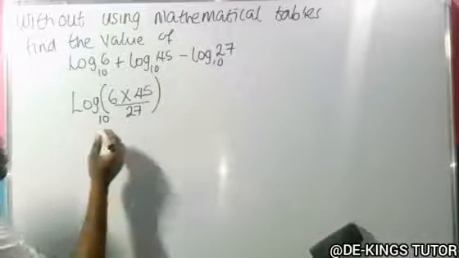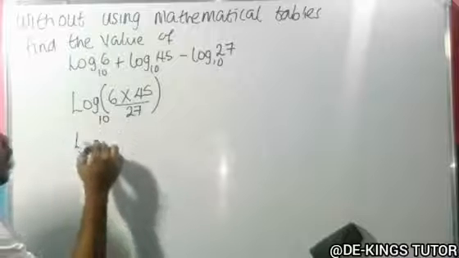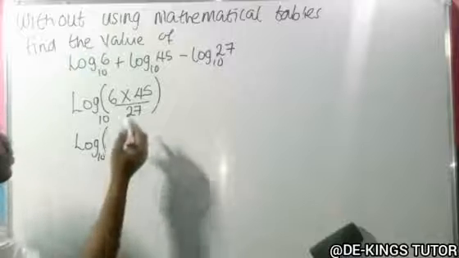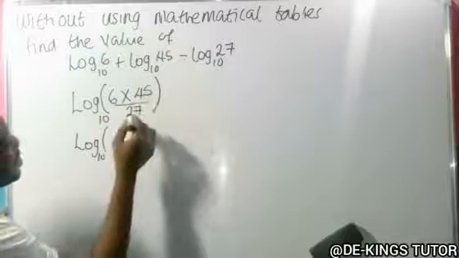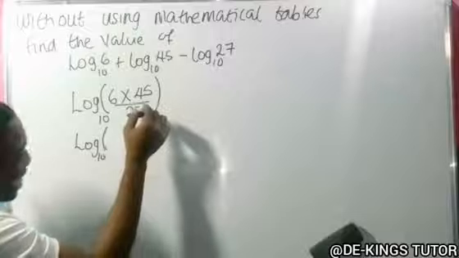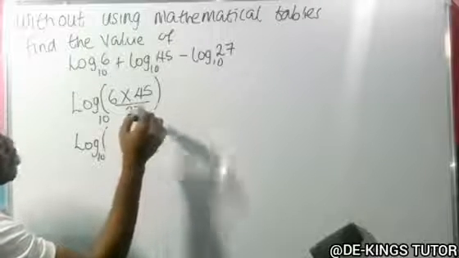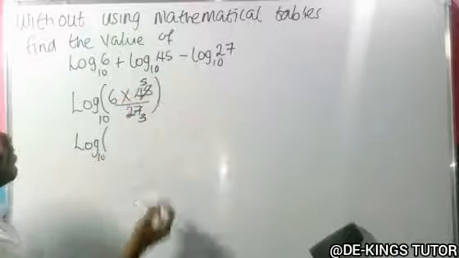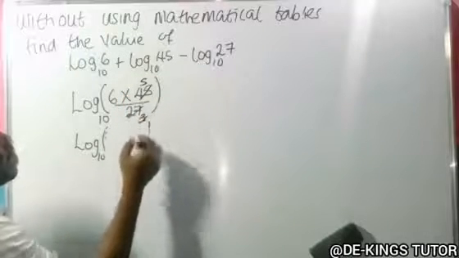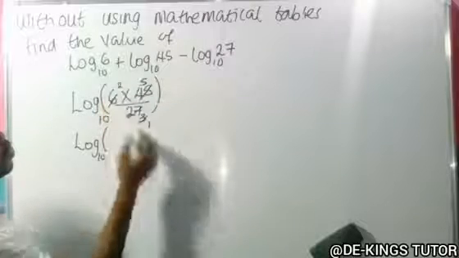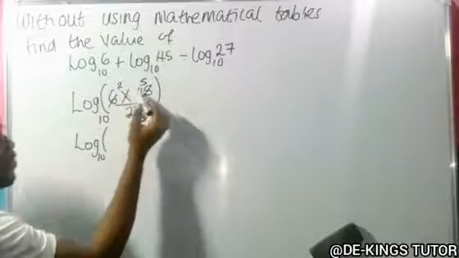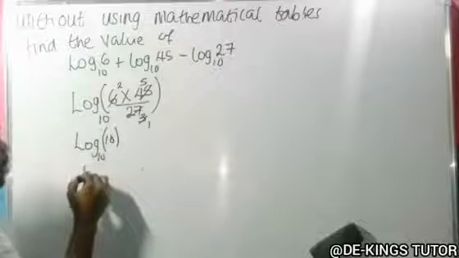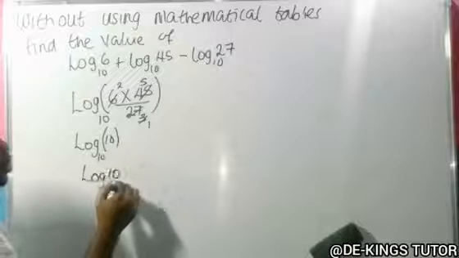So from this we can reduce. Now 9 can go into the 27, and 9 into 27 gives 3. 9 into 45 gives 5. Then 3 into 3 is 1, and 3 into 6 is 2. So we are left with 2 and 5. 2 times 5 will give us 10. So we are left with log 10 to base 10.